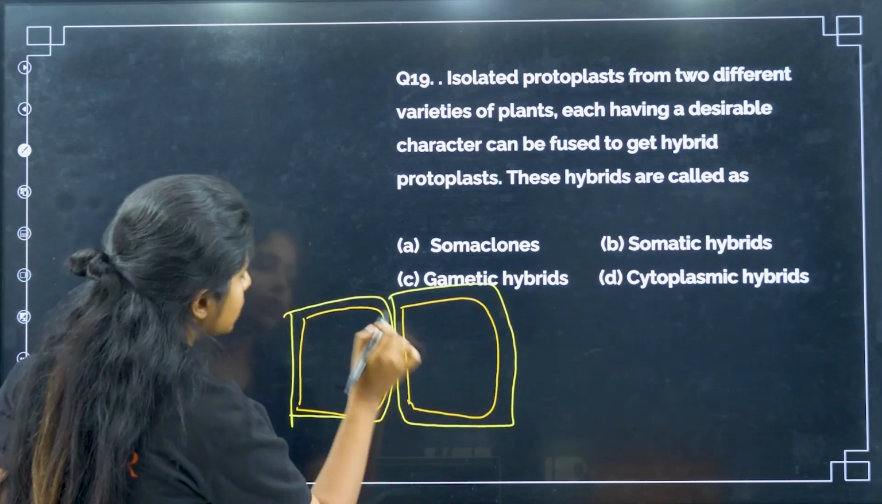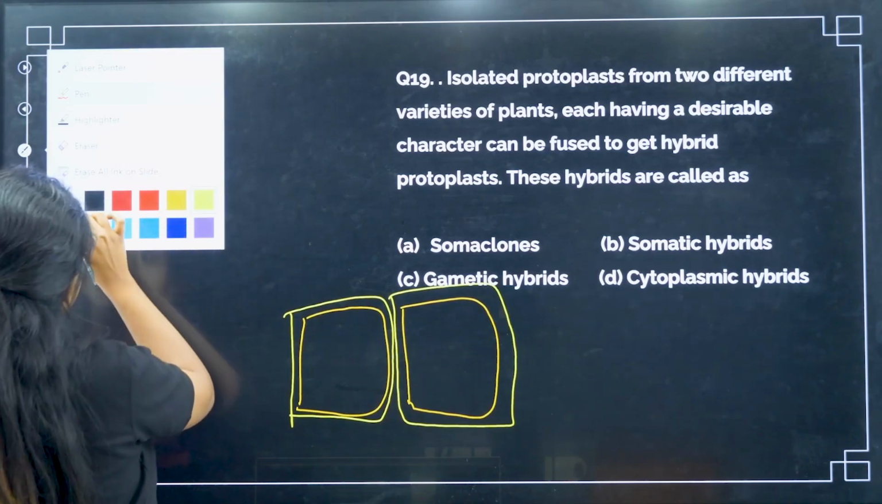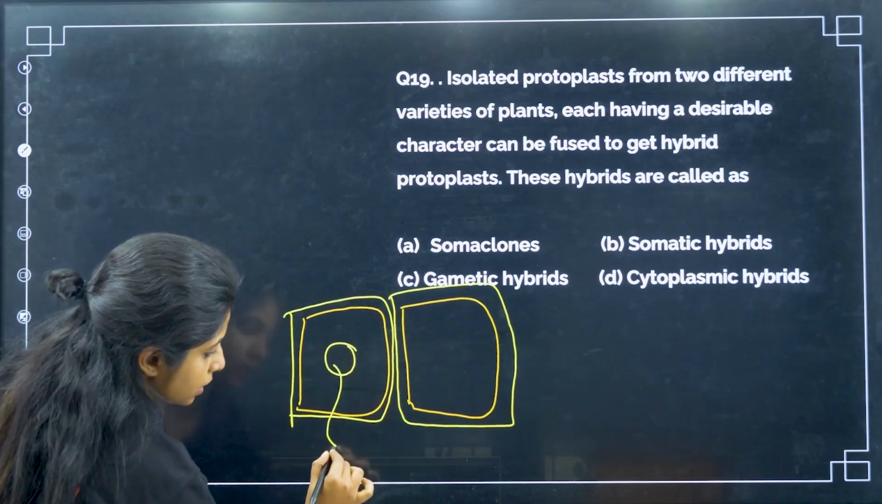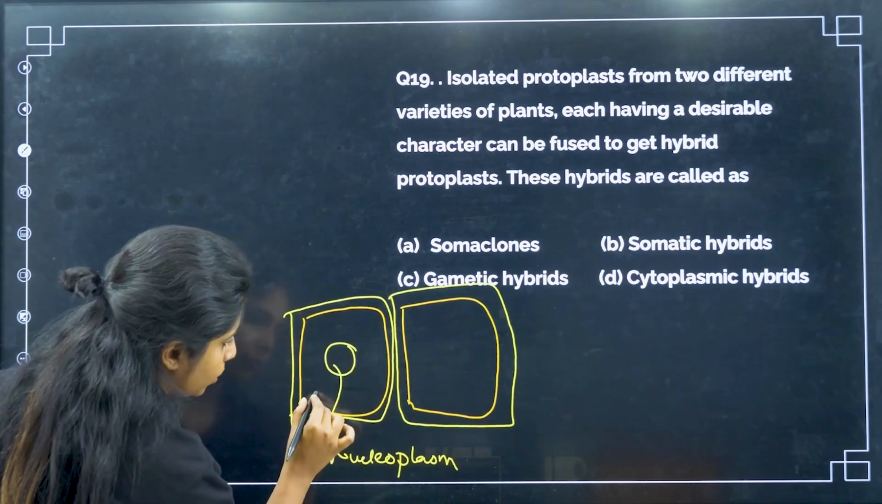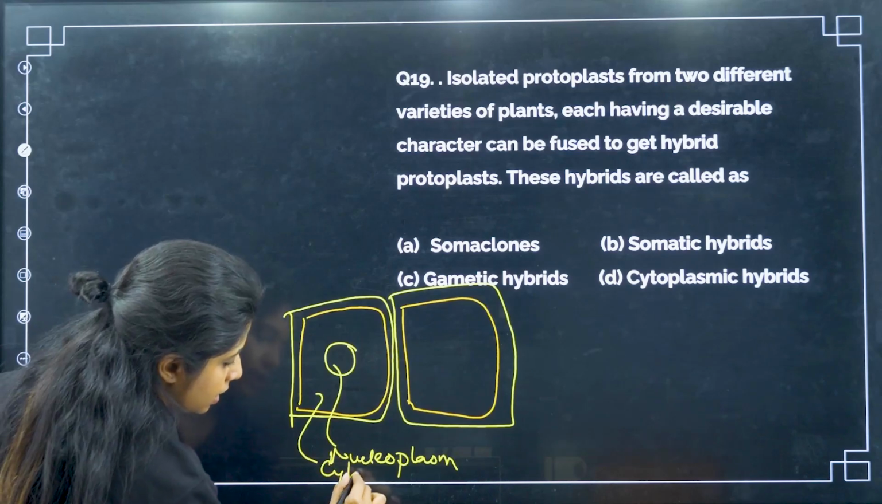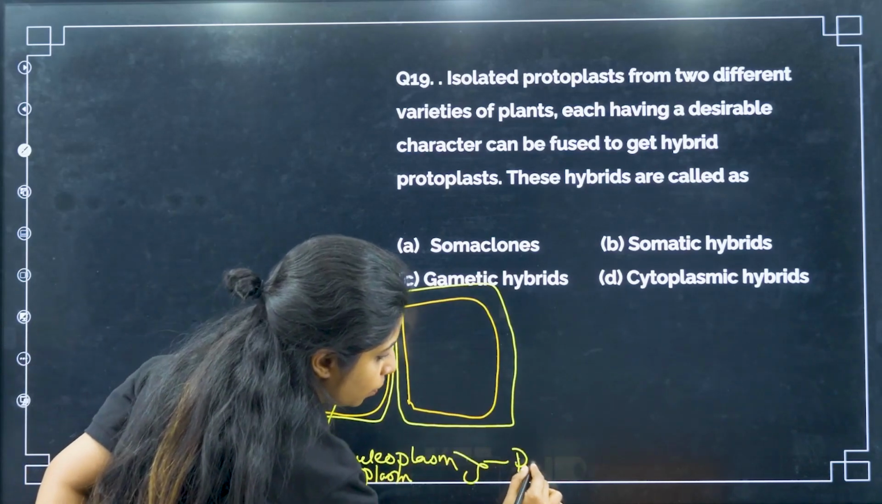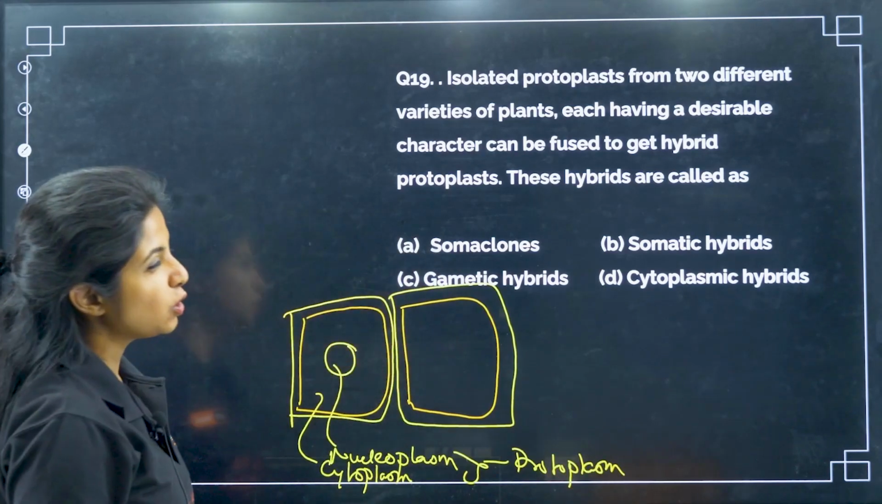Now, if I am removing the cell wall, wait, before that, I want to say a lot of things over here. So, what is this structure, my dear children? This is the nucleus. Inside it, this whole thing is nucleoplasm. What is over here? It is cytoplasm. Cytoplasm plus nucleoplasm is protoplasm. Protoplasm. Ma'am, but here protoplast is asked.